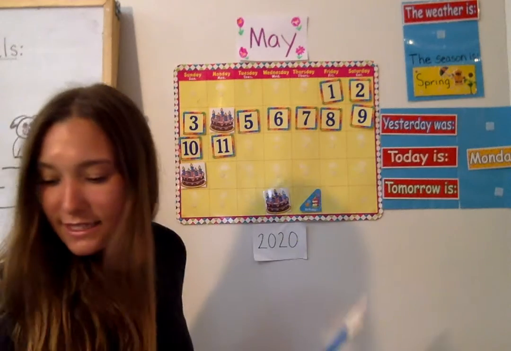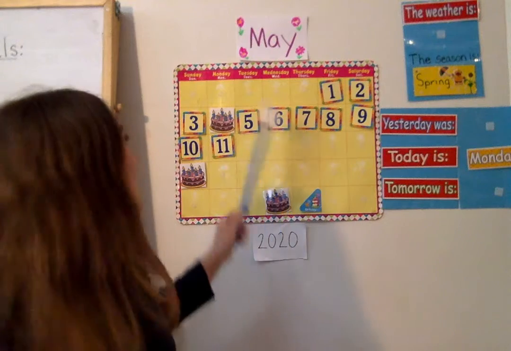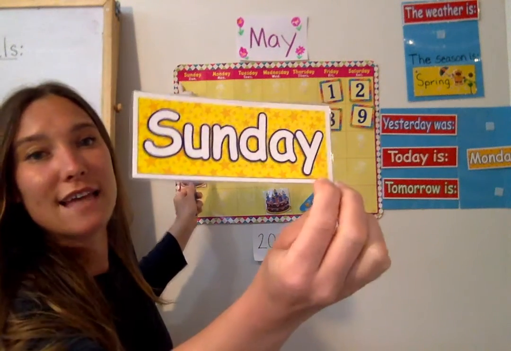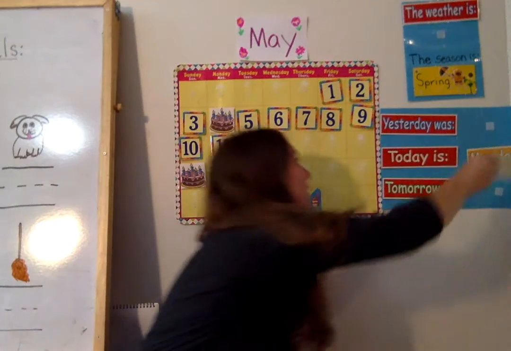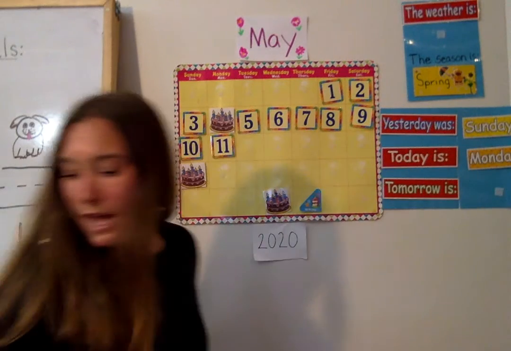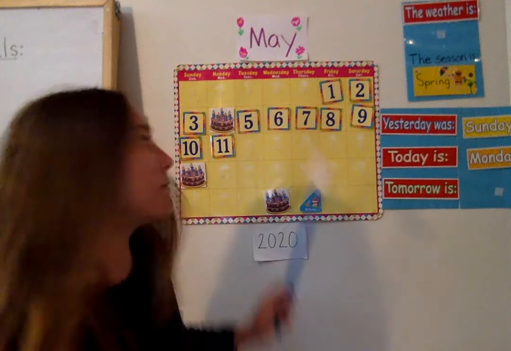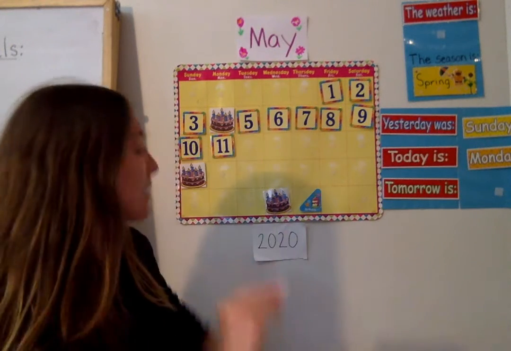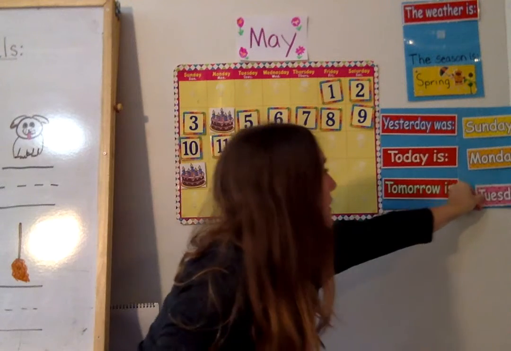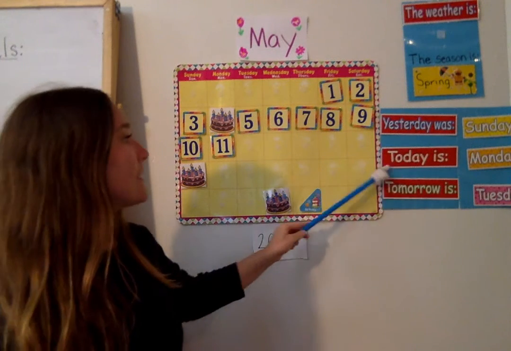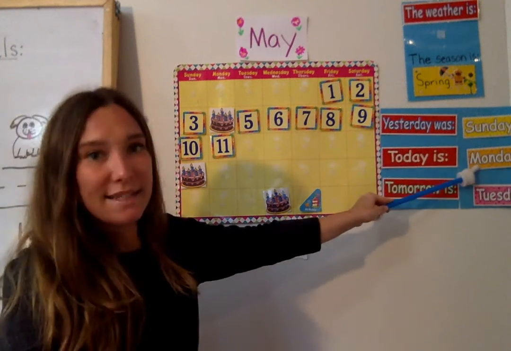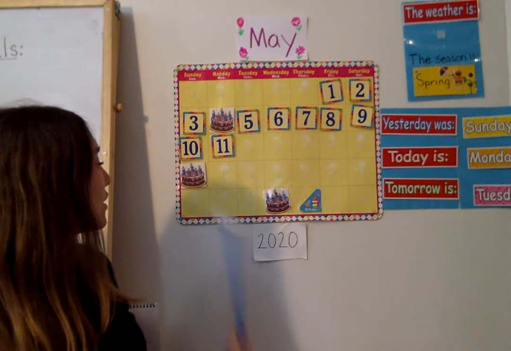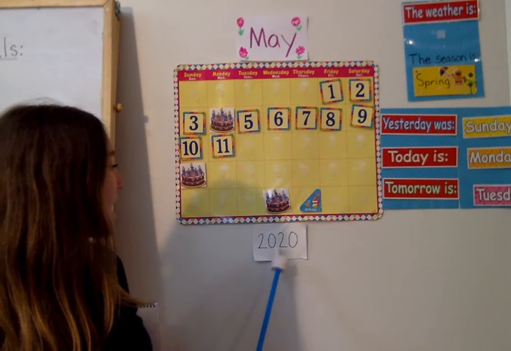Today is Monday. Yesterday was Sunday. Yesterday was Sunday. Today is Monday. After Monday comes Tuesday. Okay. Today is Monday, May 11th, 2020.